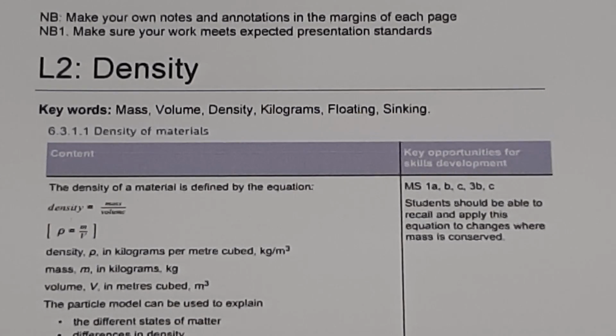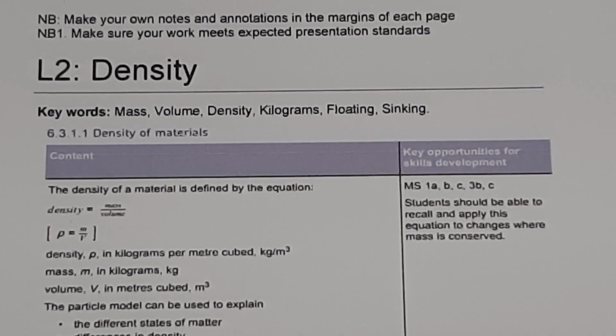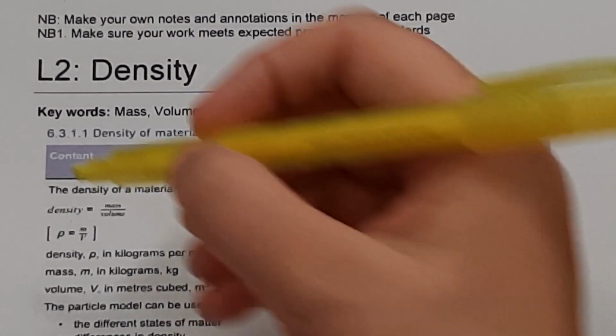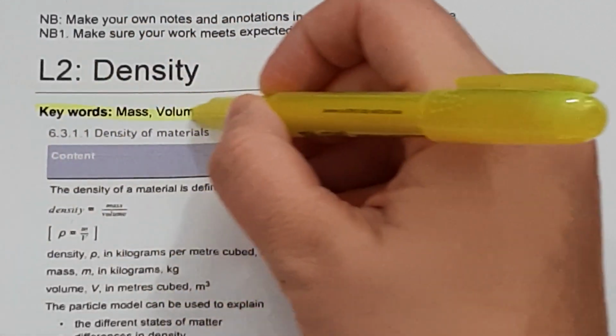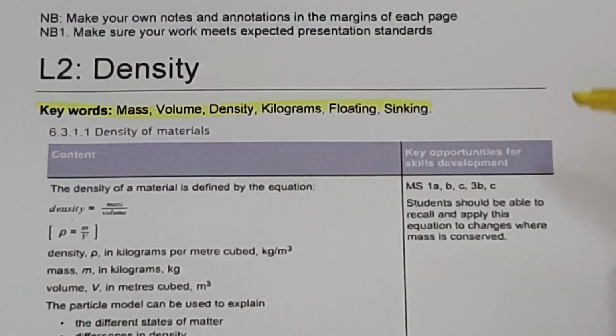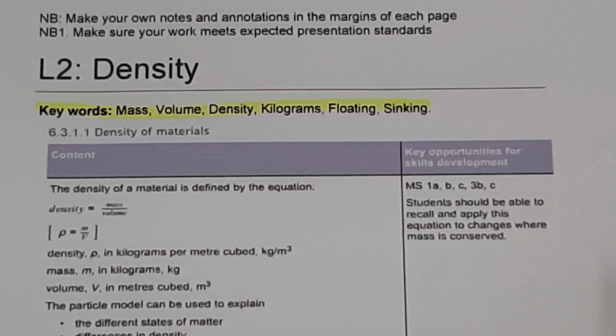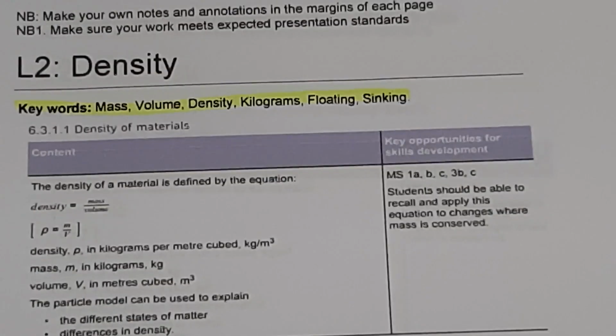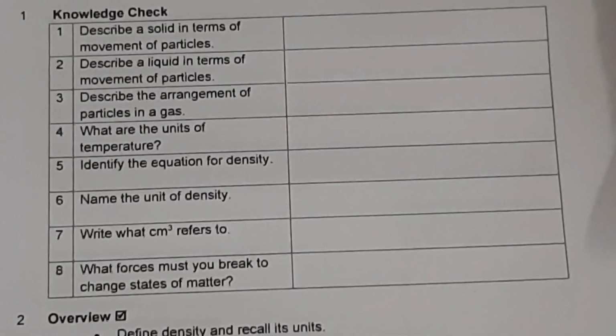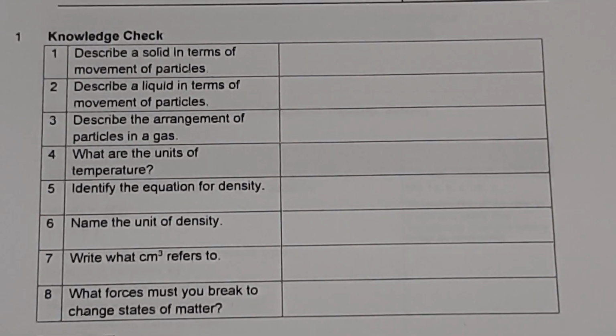This is the particle model of matter and we're on to lesson 2. Lesson 2 is called density and our keywords are mass, volume, density, kilograms, floating and sinking. And we have here the specification information about what we're learning today, all about the density equation and all about what density is. So I'd like you to pause the video whilst you complete the knowledge check, please, on page 10.